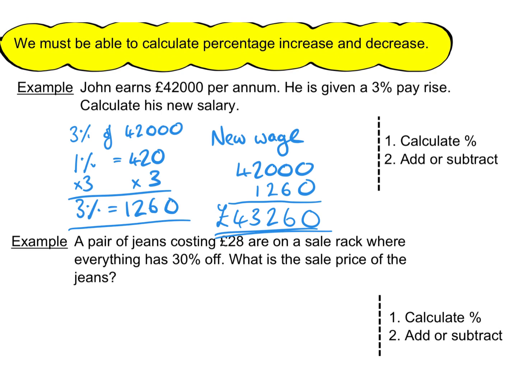So first thing I need to do is work out how much money we're actually getting off them. So I need to work out what this 30% is worth. So it's 30% of 28 is my question. So I'm going to write 30% of 28. And I'm going to go through my little checklist again.